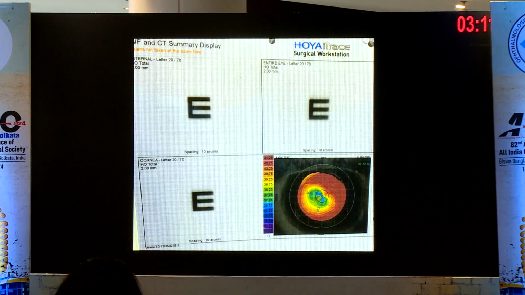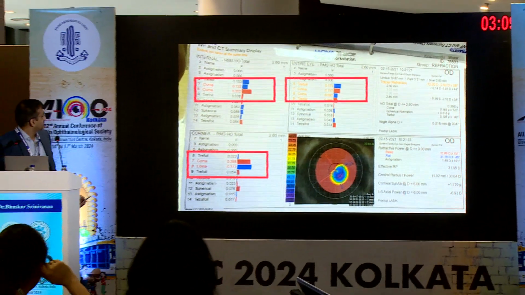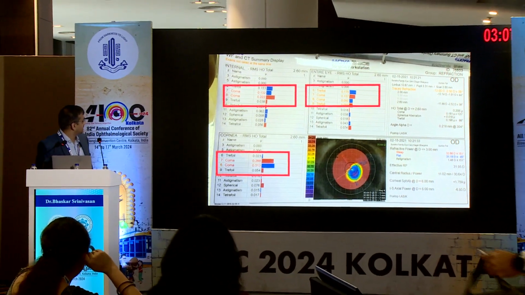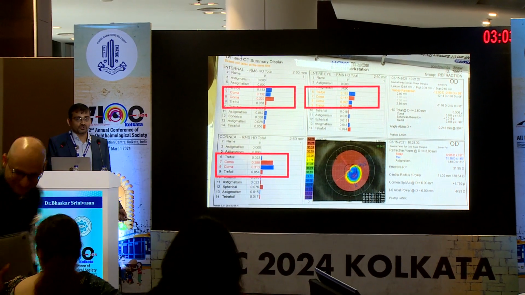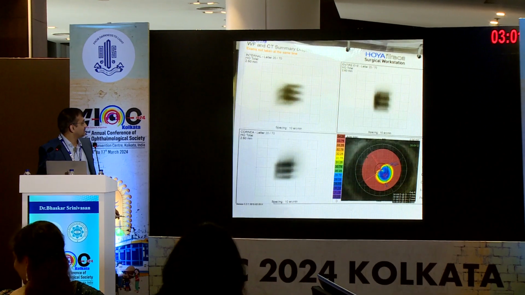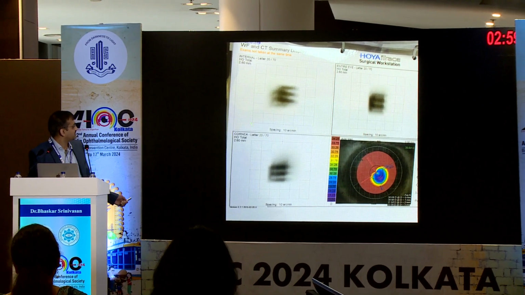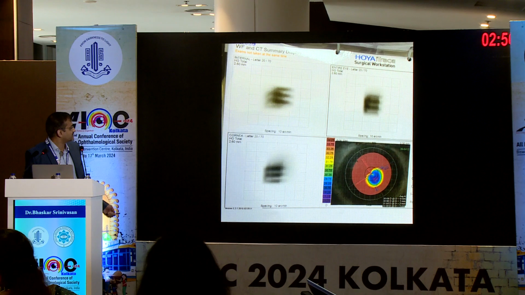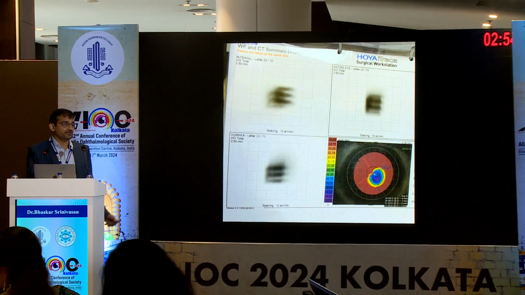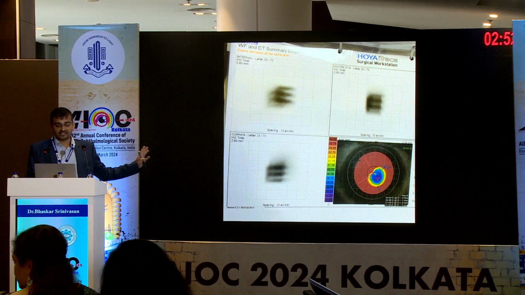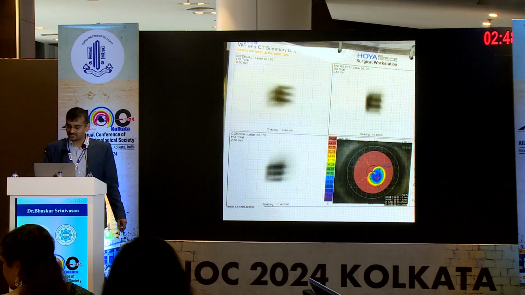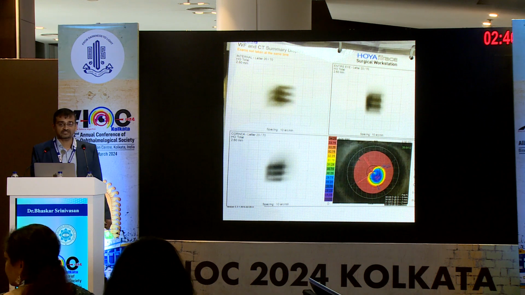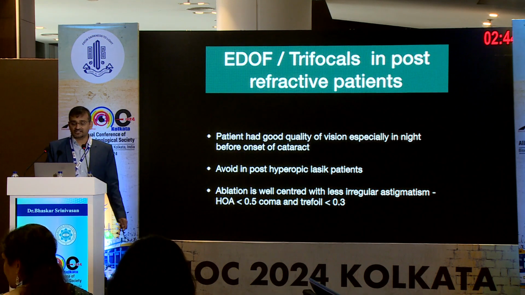This is how the E looks in the left eye, but you see the right eye. Now you see the lens-based aberrations are there, as well as the corneal-based aberrations. So that means the patient will have poor visual acuity from both of those things. This is the lens-related aberration, this is the cornea-related aberration. So even if you do a cataract surgery in this patient, the cornea is irregular, you will have poor quality of vision. In such cases, probably you would do a corneal treatment first, regularize the cornea, and then do the cataract surgery.